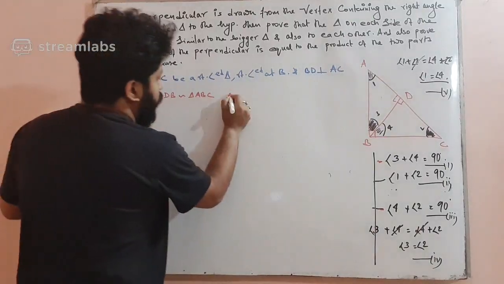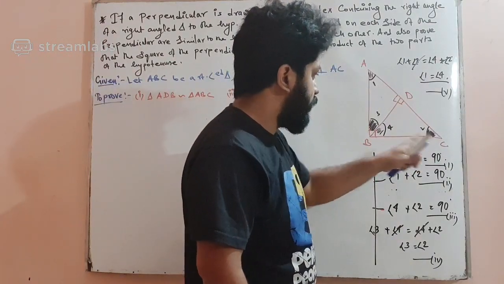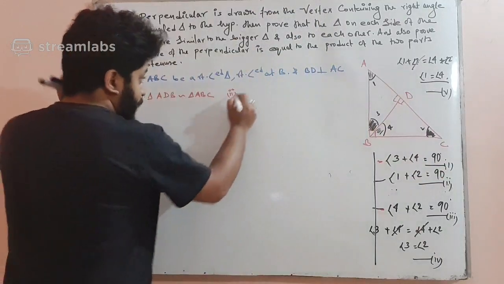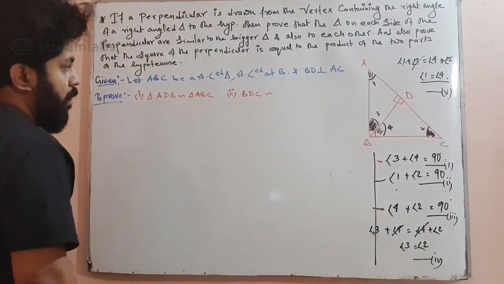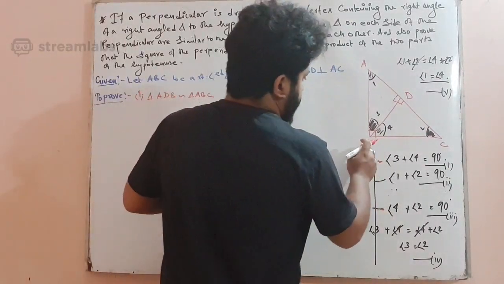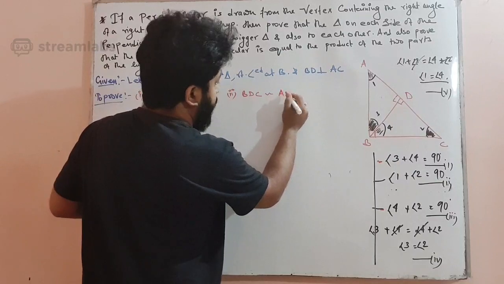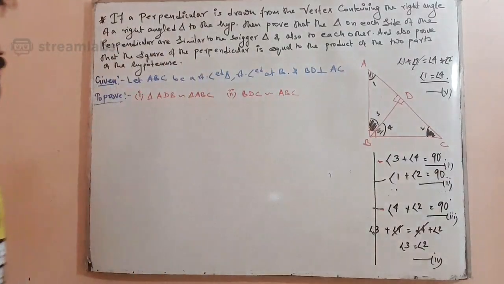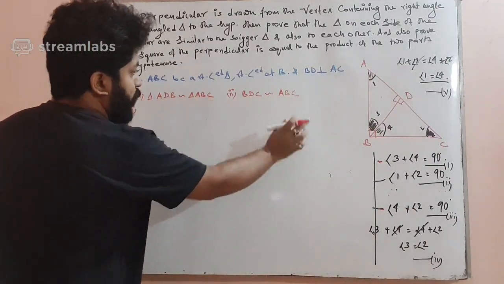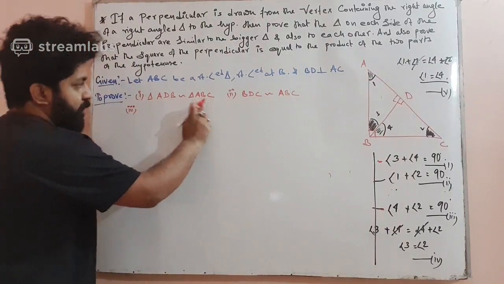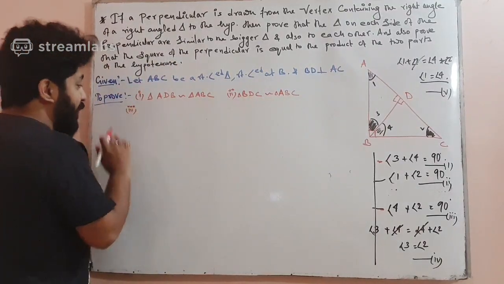Then number 2, triangle BDC, that is the smaller triangle, is similar to triangle ABC. Okay, this one we have to prove. Number 3, what we have to prove? That each of the smaller triangles is similar to the bigger triangle, this is another smaller triangle similar to the bigger triangle, that you have to prove. And the two small triangles are similar to each other.